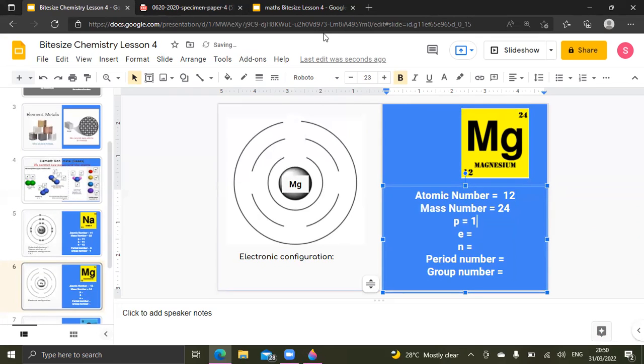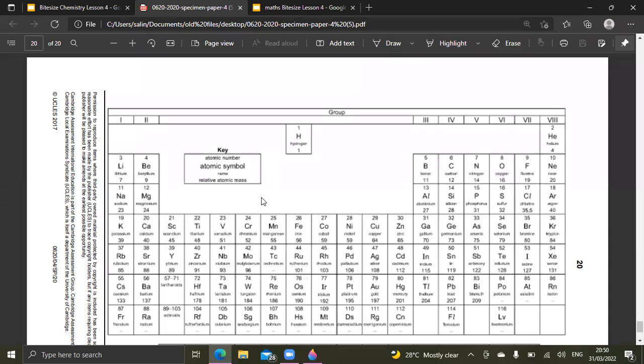12. Mabruk. Electron? Also 12. Mabruk. Neutron? Quickly, quickly. Also 12. 24 minus 12, also 12. Mabruk. All right, period number. Let's have a look at the periodic table, magnesium. Can somebody shout to me? Which period number is magnesium? So magnesium is here.